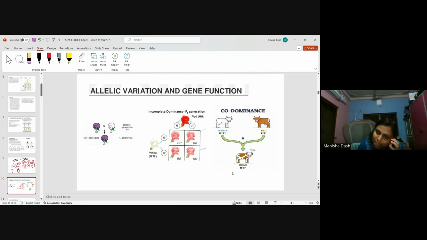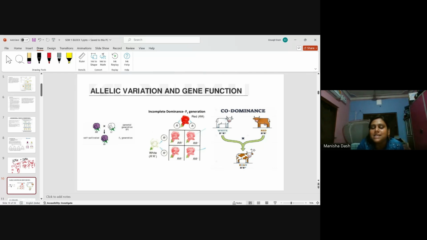So for incomplete dominance, the genotypic ratio is same as the phenotypic ratio for the F2 generation, because only the homozygous will give rise to the offspring in incomplete dominance. What you will observe is that all the offspring will be having an intermediate character between both the parents. None of them will have the dominant parent character, none of them will have the recessive parent character. So they will have an intermediate character, and 100% of the offspring will exhibit the same character.